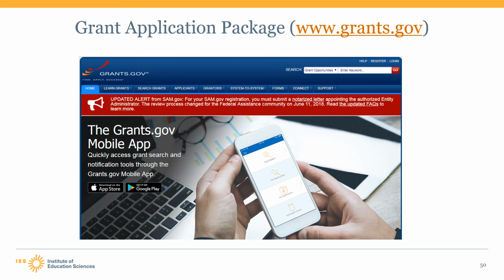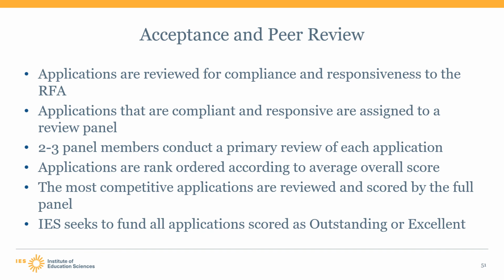All applications must be submitted electronically through the grants.gov website. Grants.gov requires applicants to use the workspace interface. Grants.gov marks alerts in red, and these should be attended to, as failure to follow the Grants.gov requirements will result in an unsuccessful application. Now let's talk about what happens once you successfully submit an application.